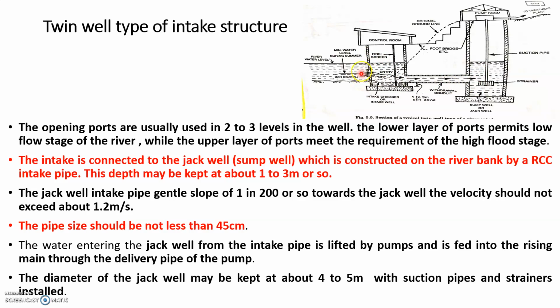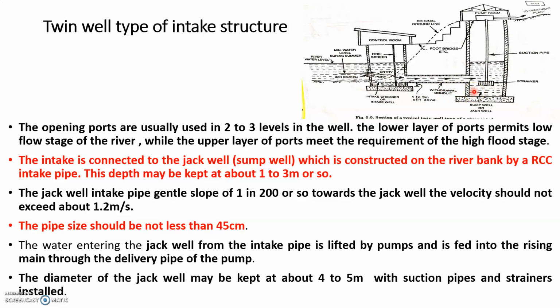Usually 2 to 3 levels of entry ports are made, so that water can be drawn during a low stage, in the summer season when the water level drops down, at the medium stage, as well as during a high flood level. You can make water enter at 3 stages. So the intake is connected to a jack well through a conduit pipe.